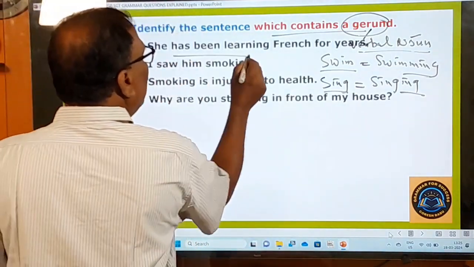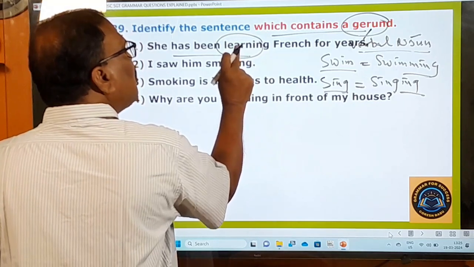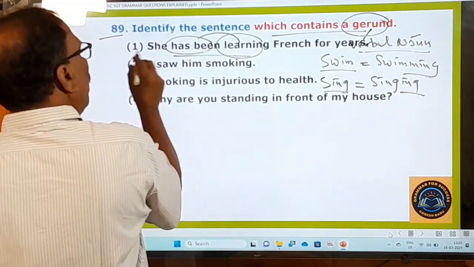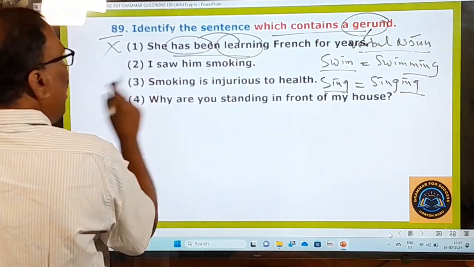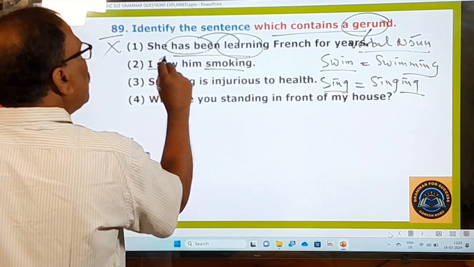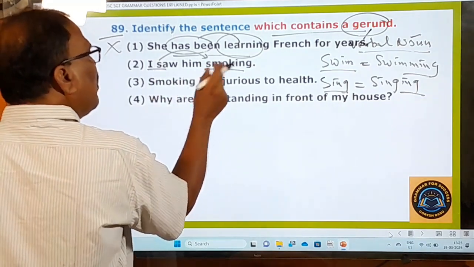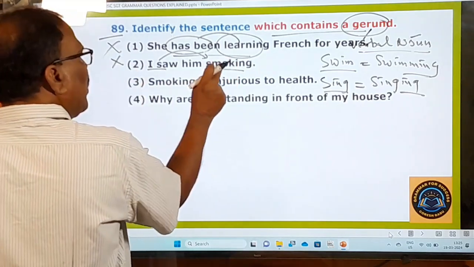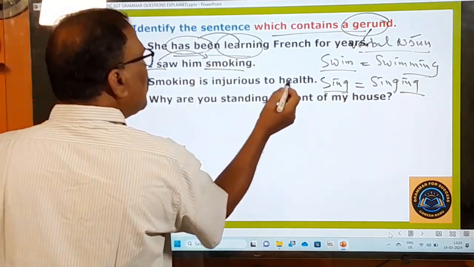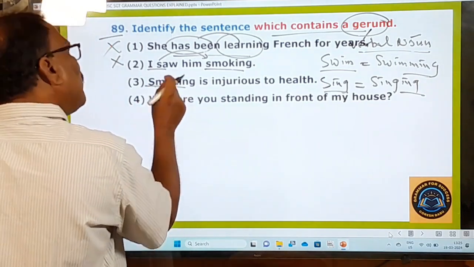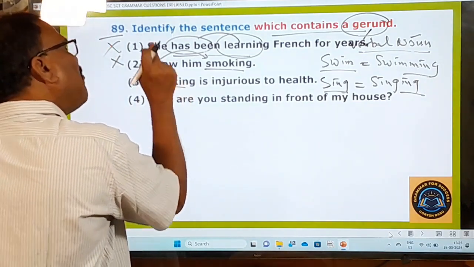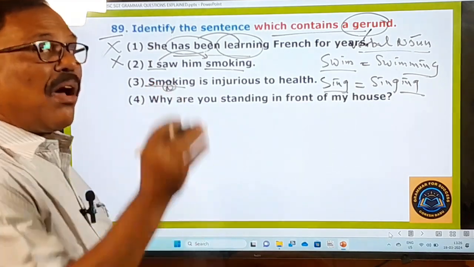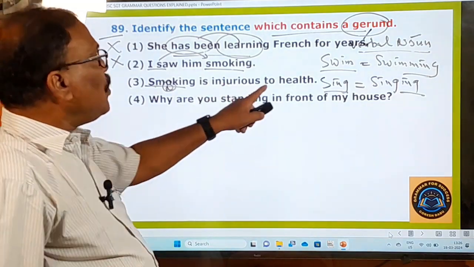She has been learning, so learning is there. This is the present participle form of the verb, because it is used with a helping verb, that is has been. Therefore, here it is not a gerund. I saw him smoking. Here smoking is used after the main verb. This is therefore a present participle verb, and not a gerund. And here, smoking is injurious to health. Though it looks like a present participle verb, here it is working as a noun.